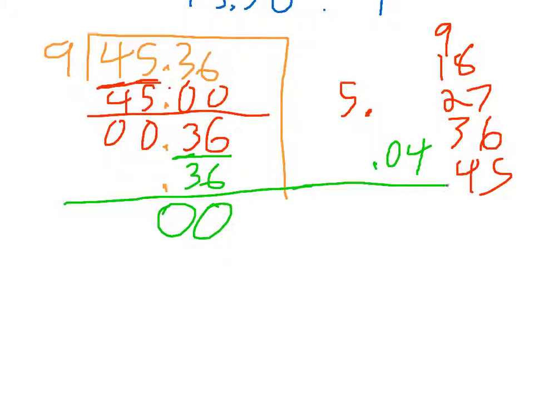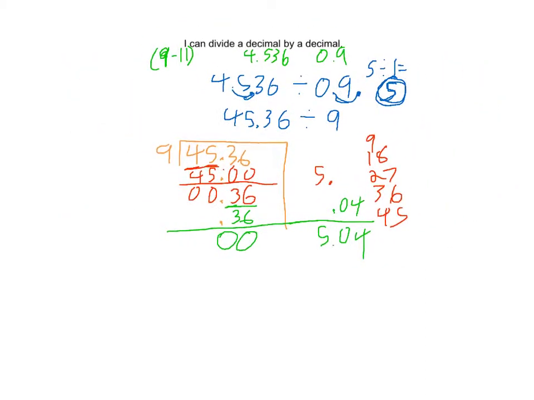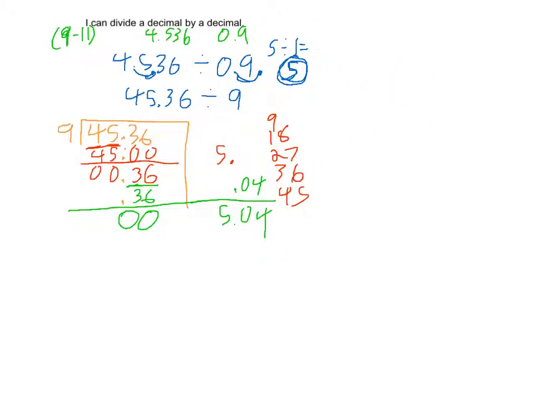Now we have to add up over here. Add up, we get 5.04. And then our last step, we're going to zoom out. We're going to check our estimate. So our answer we got was 5.04, and our estimate was 5. So it's actually really close to the estimate, so it's a reasonable answer.